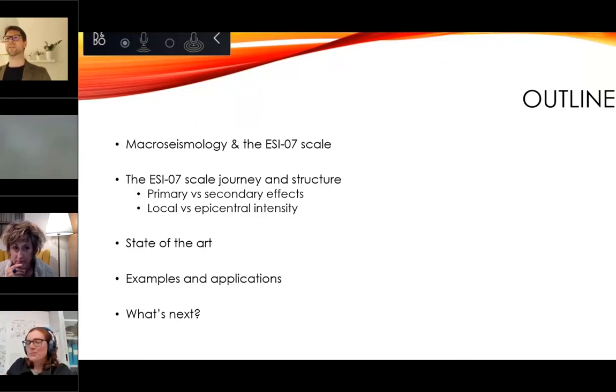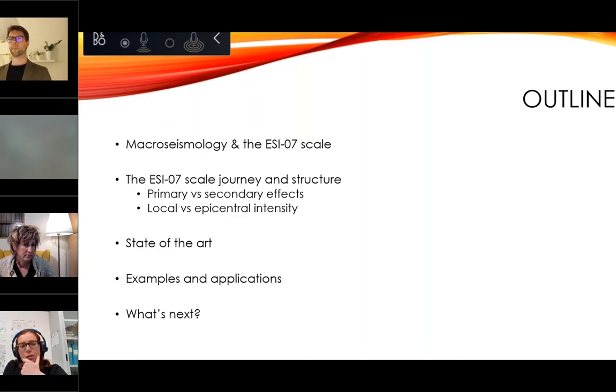I was just introducing the outline of the presentation. So I'm going to talk a little bit about what macroseismology is in general, and then of course I will focus on the ESI scale. In particular, I will deal with some of the concepts or ideas specifically related to the ESI scale. And I should just anticipate here that it is a macroseismic scale dealing only with environmental effects.